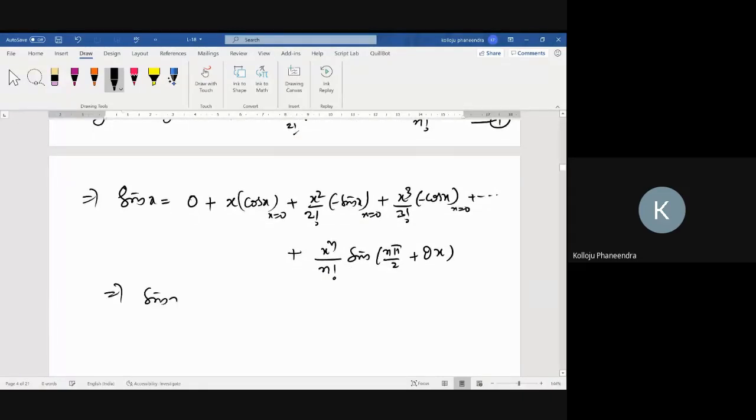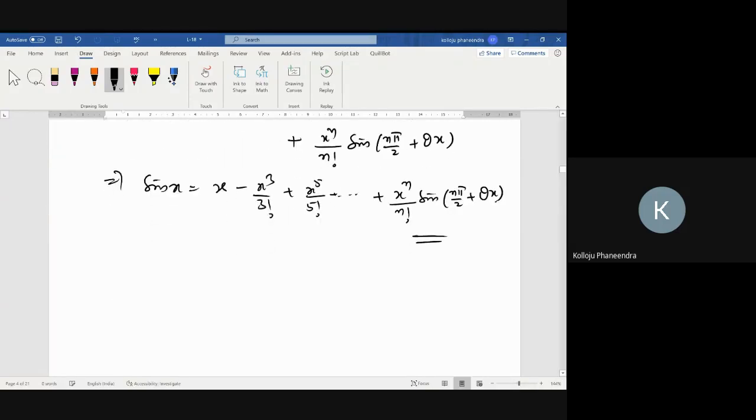This implies sin x equals x, since cos 0 is 1, so x will be there. Sin 0 is 0. Next, minus x cubed by 3 factorial. Similarly, another term will be with 5 factorial and so on. And the last one is x to the power of n by n factorial sin of n pi by 2 plus theta x. This is the answer, the Taylor series or Maclaurin series.